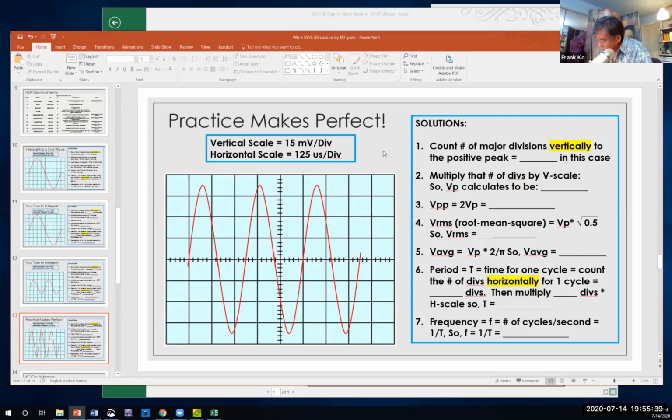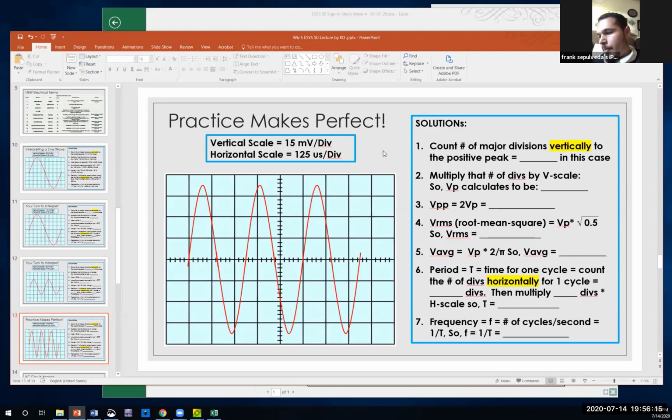0.052 times the square root of 0.5. And you end up with what again? 37.12 millivolts RMS. Okay, 37.12. Very good. Times the square root of 0.5. So 37.12 milli VRMS. Everybody? 37.12 milli VRMS. Thank you, Francisco. Well done.